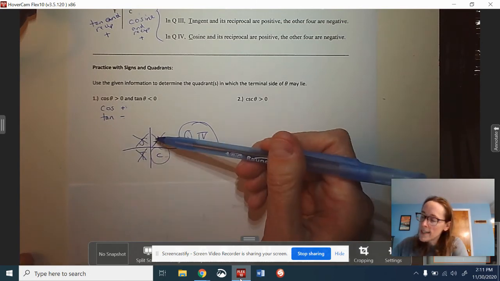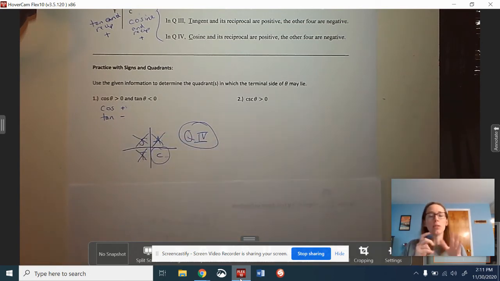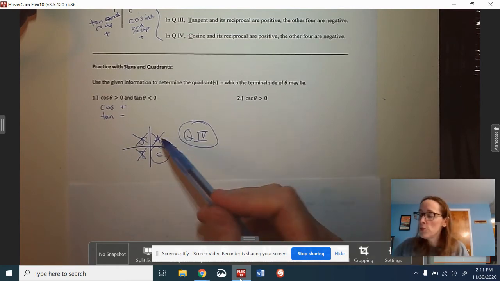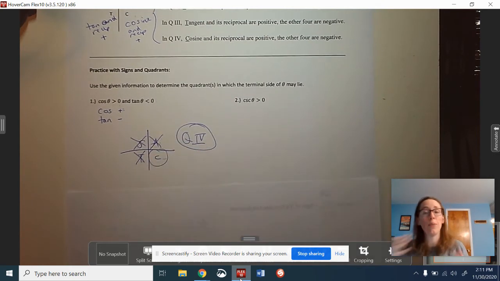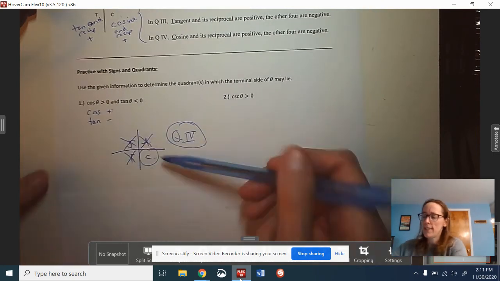Some of you will want to write down ASTC every single time and cross out the quadrants that don't work until you find what's left. Some of you will do this in your head or just write this once on your paper. Any variation of that is okay. But as beginners, I would suggest you write it down.